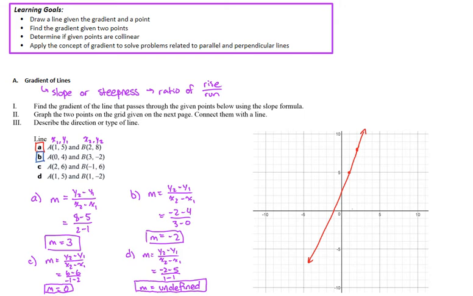So we have (0, 4) and (3, -2). So that's going to be here. And then we're going to connect these with a line as well, again, you would use a ruler. And then I'll do the next one in green. So here we get (2, 6) and (-1, 6). So here, these connect right across like this.